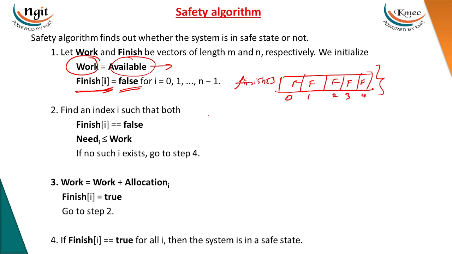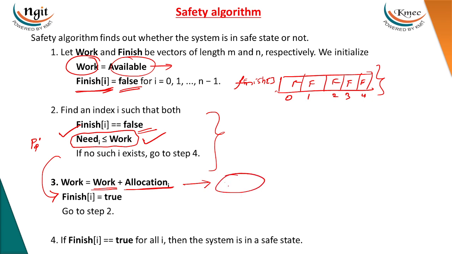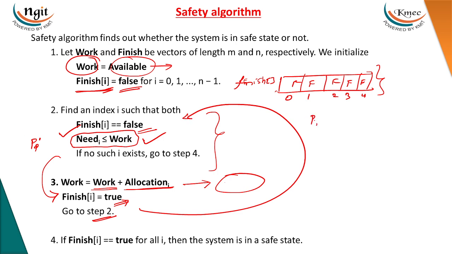Then we'll find the first process with finish of i equal to false, and we'll check whether the work, that is currently available, is less than or equal to the need of process P or not. If this condition is satisfied, then we'll go to step 3. In step 3 we add work plus allocation of i, so that the work will be increased. Then we write finish of i equal to true. Then we go again to step 2. When Pi is completed, we continue for Pj, Pk, and so on.